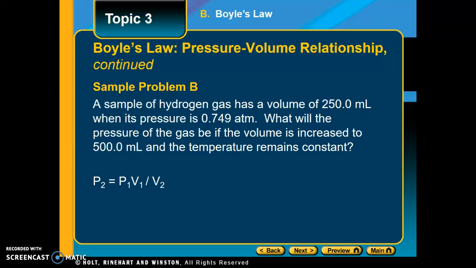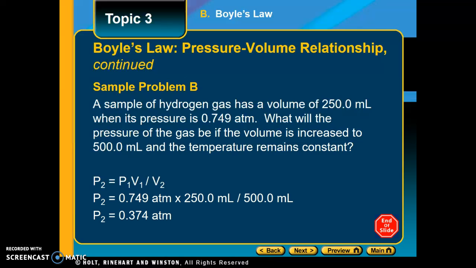So if we start with P1 V1 equals P2 V2, rearrange it to solve for P2, we divide both sides by V2, so P1 times V1 divided by V2. Plug the numbers in, round your answer to correct sig figs, which would be 3 sig figs, and then the pressure label is the same as the original pressure label.